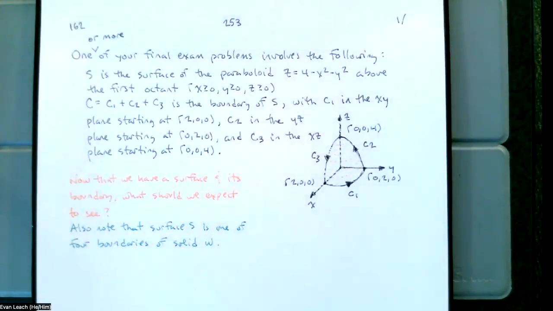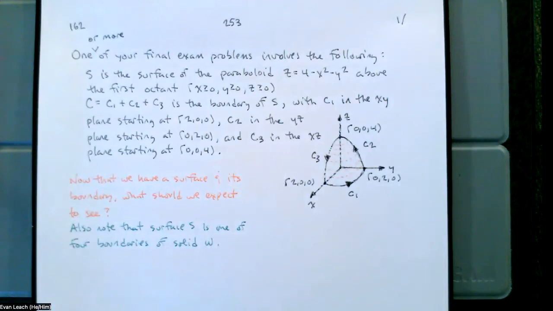Take 3. One or more of your final exam problems will involve the following object. S is going to be the surface of this paraboloid, z equals 4 minus x squared minus y squared, above the first octant, where x, y, and z are all positive.